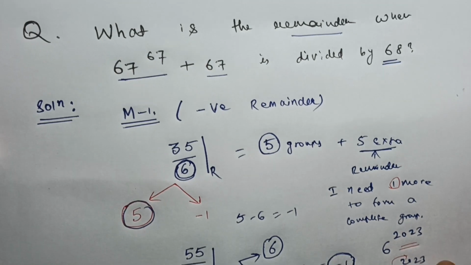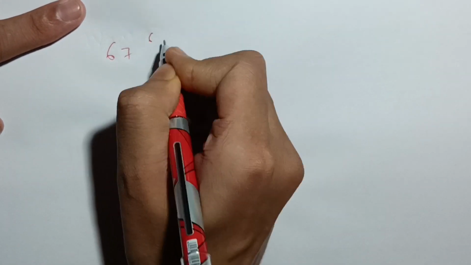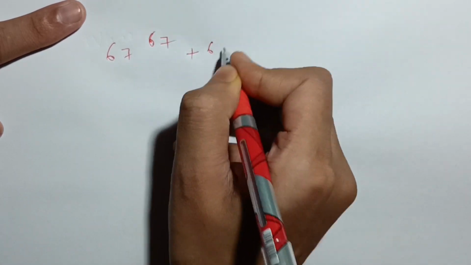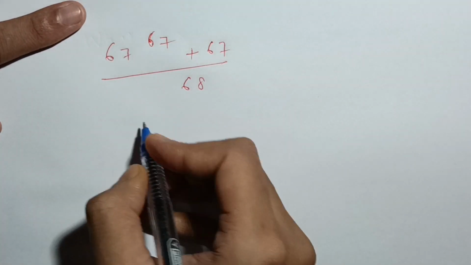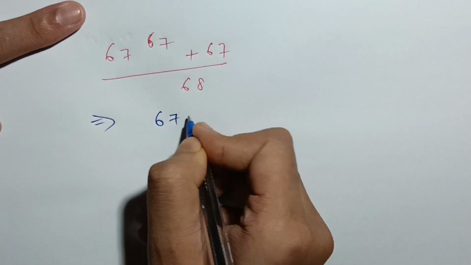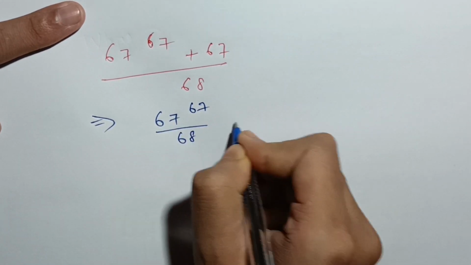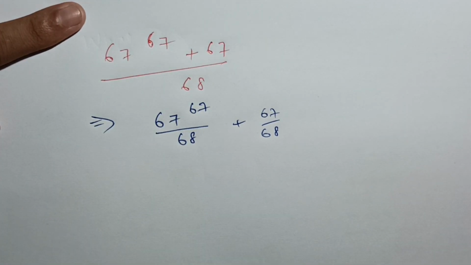Now let us move on to our question. Okay, so let me take a new page. So we have 67 raised to the power 67 plus 67, divided by 68. Fine. Now what I can do is separate them out. So 67 raised to the power 67 divided by 68, plus 67 divided by 68, right?